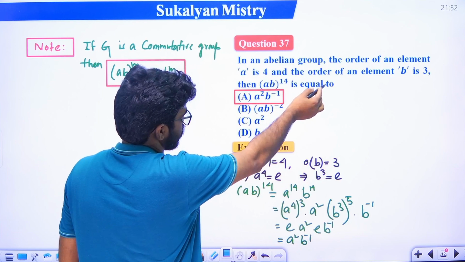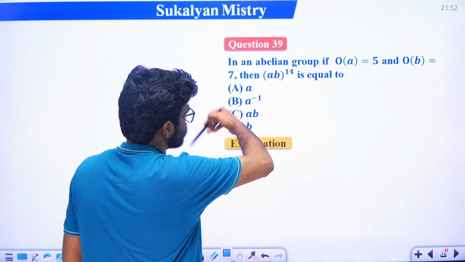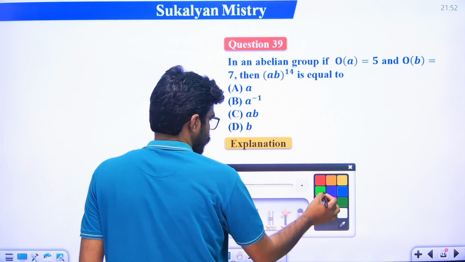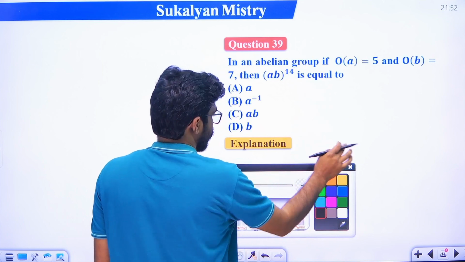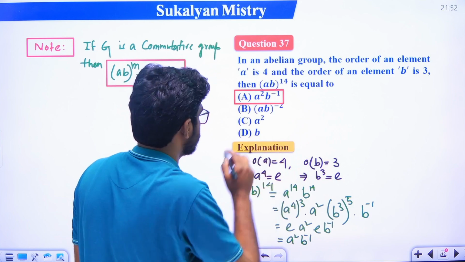Order of A is 4, here order of B is 3. See, this problem is just the same problem. Order of A is 5 and order of B is 7. We have to calculate AB to the power 14. So it is the same problem, I think you can solve this. Example 39 and example 37, these two are similar problems.